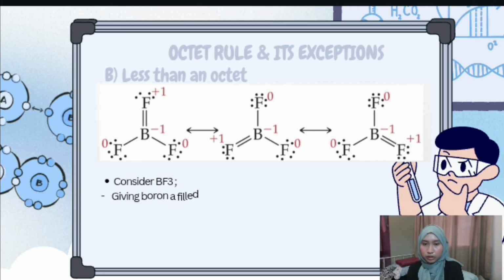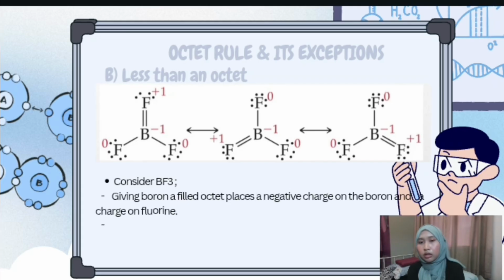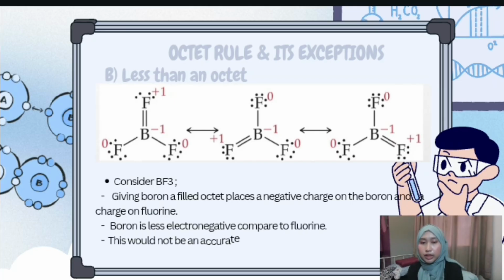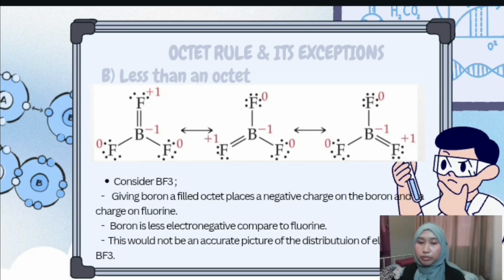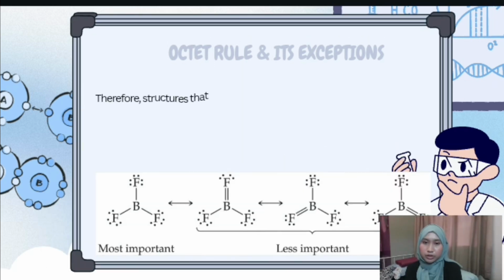For less than an octet, we have, for example, boron trifluoride. Boron trifluoride giving boron a filled octet places a negative charge on the boron and a positive charge on fluorine. Boron is less electronegative compared to fluorine. This would not be an accurate picture of the distribution of electrons in boron trifluoride. Therefore, structures that put a double bond are much less important.